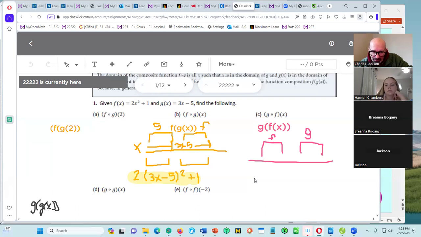Everybody's artistic today, drawing the function machine. And yeah, you have to switch F and G.